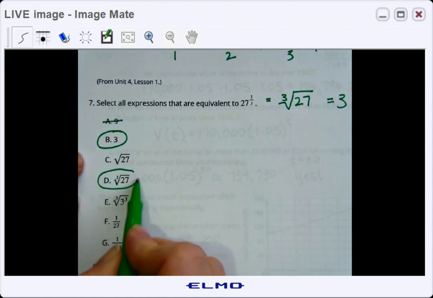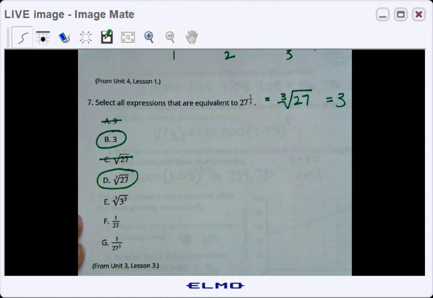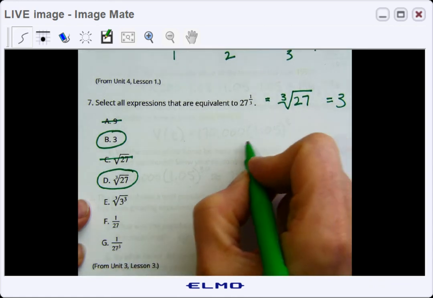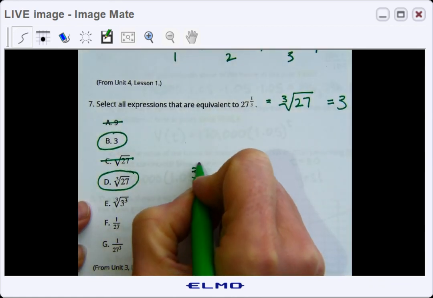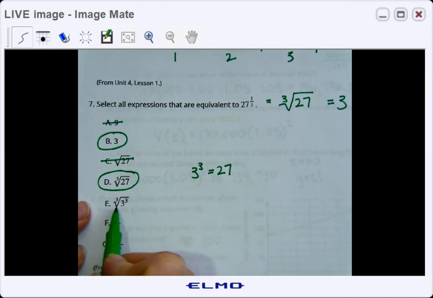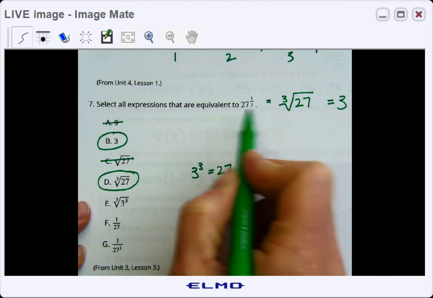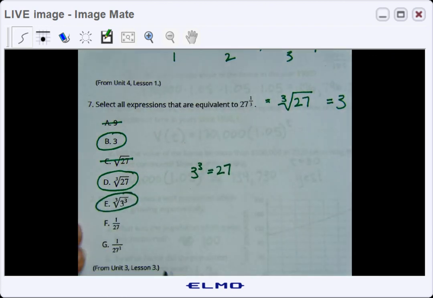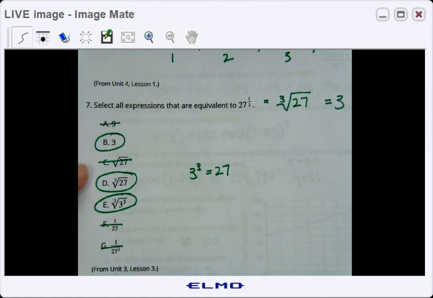So D, not C. And then moving down a little bit more, you could represent 3 to the third as 27. So since 3 to the third equals 27, this also shows the cubed root of 27, which is equivalent to 27 to the 1/3. And there's not a negative exponent here, so no fraction answers. So B, D, and E.